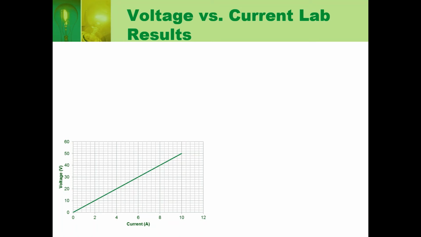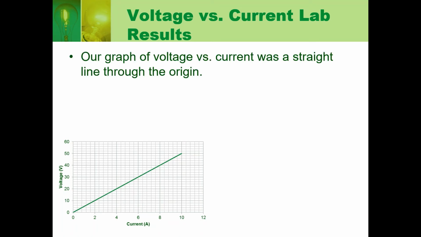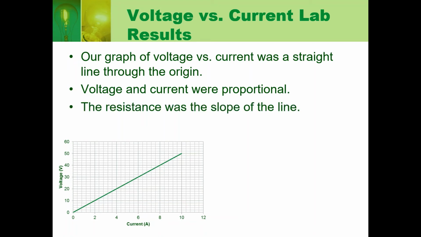So if you did the lab correctly, or if you used the data that was provided to you, you should have seen that the voltage versus current graph was a straight line going through the origin. That means that voltage and current were proportional in this light bulb. The constant of proportionality was the resistance. And on this graph, the resistance would be the slope of the line.